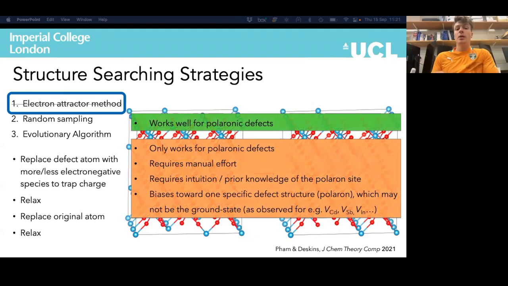While this works quite well for polaronic defects, it only really works for polaronic defects, defects that have a polaron associated with the defect site. It also requires quite a bit of manual effort and intuition or prior knowledge of the polaron site. You have to basically decide where the polaron is going to be for your defect, and then make these fake substitutions based on that. In doing so, it biases toward a specific polaron structure, which may not actually be the true ground state structure. For example, in certain defects in some of these materials, we found that even though there is a polaronic defect structure that's slightly lower in energy than the unperturbed defect relaxation, there's actually an alternative structure that's even lower in energy, where you can have, say, a dimer formation or some other type of rebonding. And so you would miss out on those using this approach.